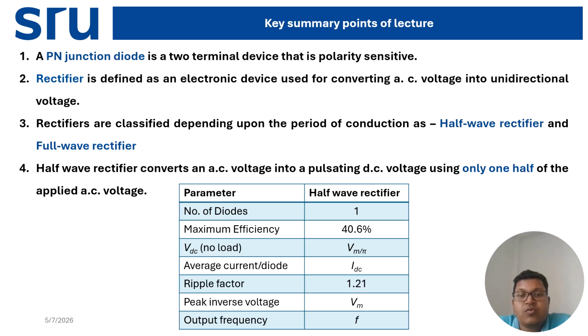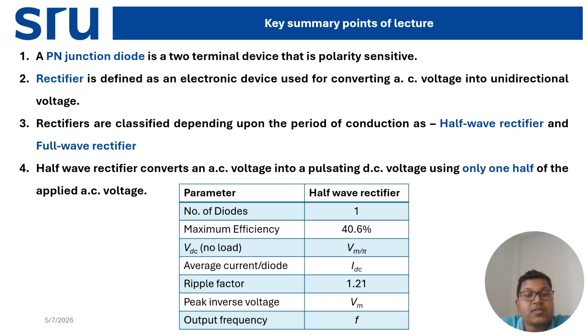Now we will quickly recap whatever we learned from this lecture. The first point is that a PN junction diode is a two-terminal device that is polarity sensitive. We already noticed that if we change the polarity, the biasing condition changes, and hence the device action also changes. That means it is very polarity sensitive. A rectifier is defined as an electronic device used for converting AC voltage into unidirectional voltage. Rectifiers are classified depending upon the period of conduction as half wave rectifier and full wave rectifier. The half wave rectifier converts an AC voltage into a pulsating DC voltage using only one half of the applied AC voltage.